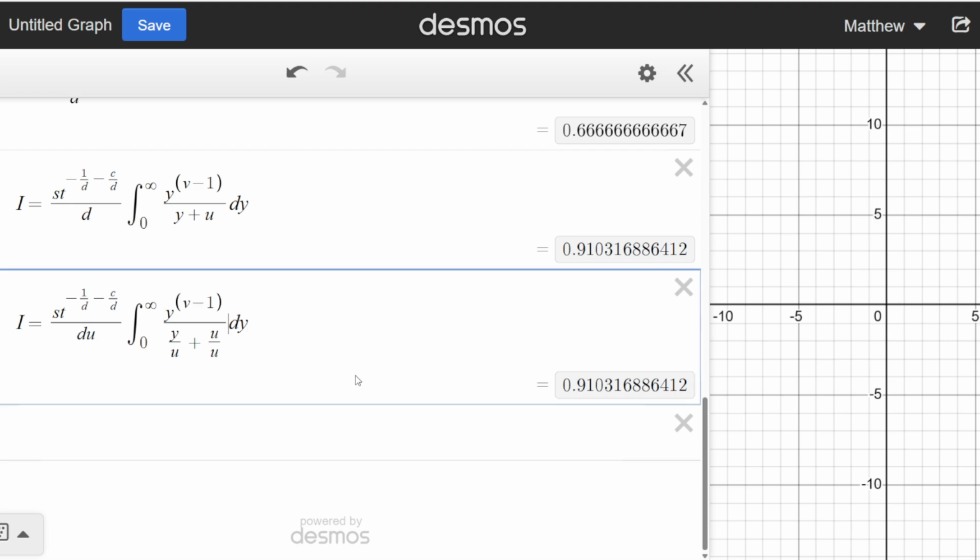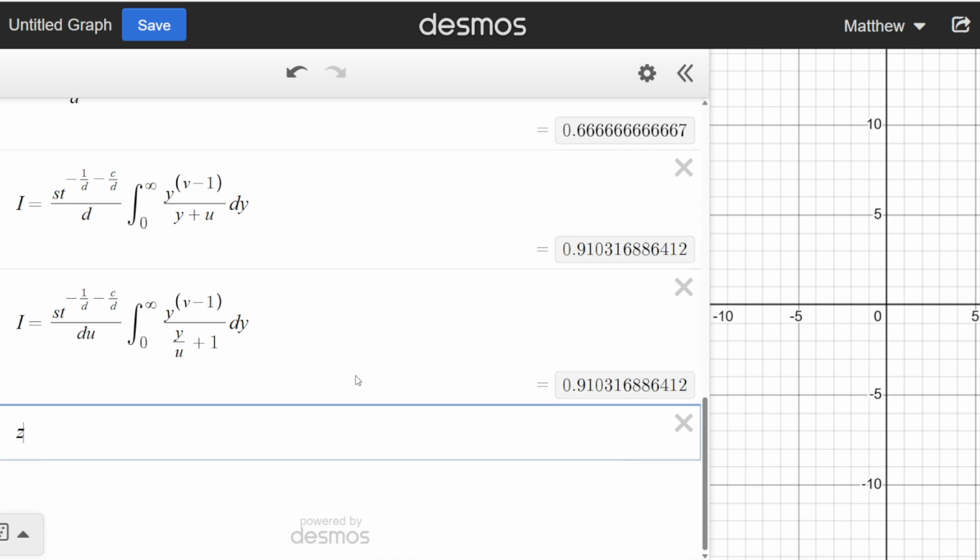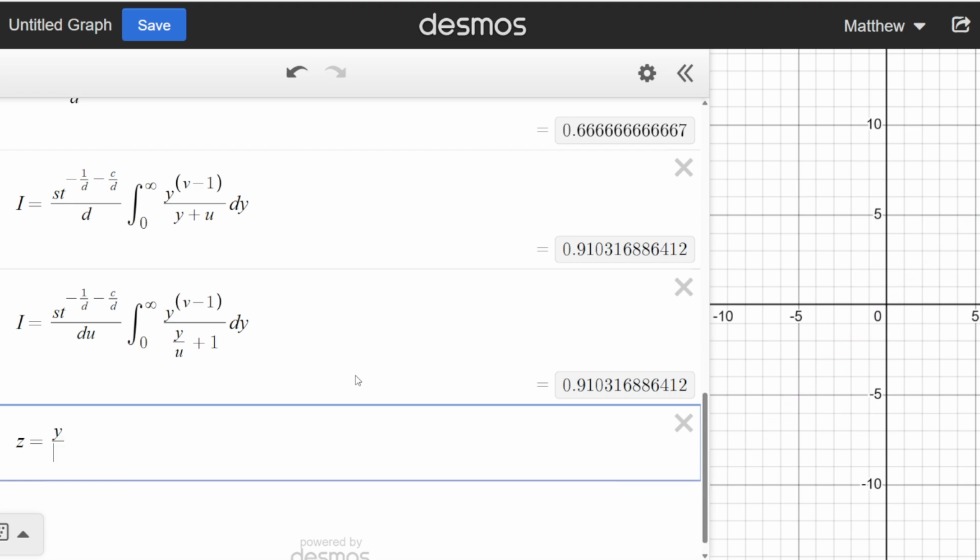Okay, well, obviously this is 1. All right, so now let's perform a new substitution. We'll let some new variable equal this. We'll say that Z, I'm not calling it a complex number, it's just a new variable name. Z is equal to Y over U. This, of course, implies that Y is equal to Z times U, which in turn implies that dy is equal to U dz.